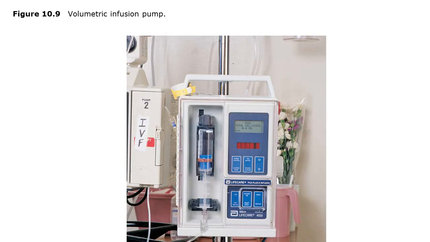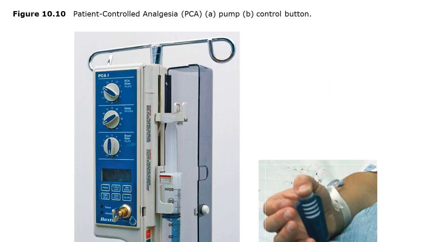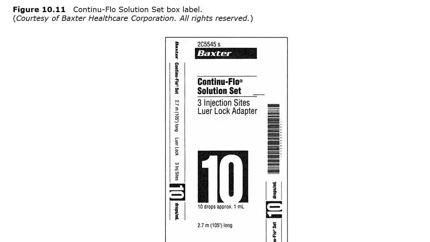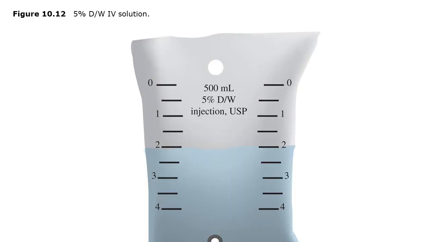And this is the volumetric infusion pump that I was talking about. And then these are these PCA pumps. As you can see, the patient has access to the control button where they can give themselves something for pain. But as I mentioned before, there is a lockout button and the patient can't keep hitting that because they could accidentally overdose themselves. This is an example of tubing that would represent 10 drops per ml. And this is again a 500 milliliter bag of D5 water.